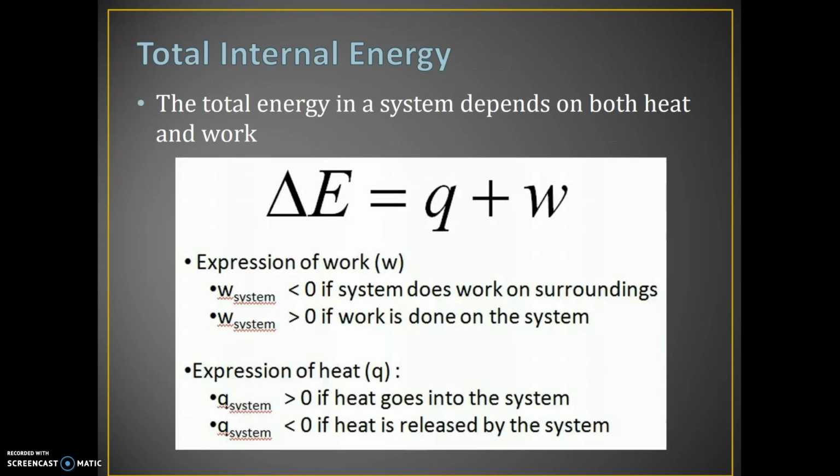Mathematically, you can relate energy in a system with heat and work. So your delta E, delta means change, so your change in energy equals your heat, which is Q. Think of Q equals MC delta T, plus W, which is work.